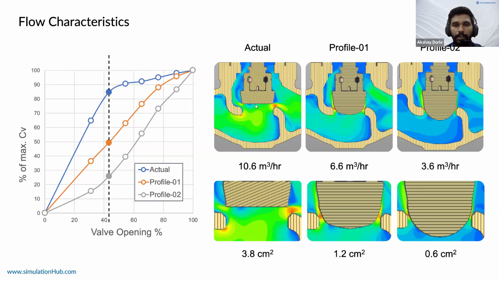And what we found out is, in the actual, the profile number 1, which is depicted by the blue curve, the area of opening for the flow is 3.8 centimeters square. So the flow rate is more, it's around 10. Similarly, for profile number 1, we saw that for the same travel, so this is the valve opening, which is the travel of the plug. For the same travel, the opening area was less, so the flow rate was less and the CV was less.